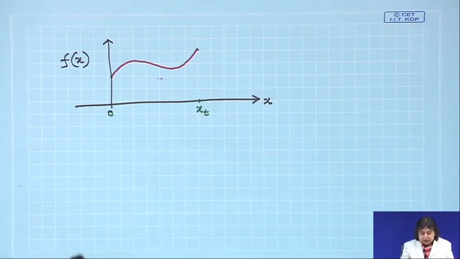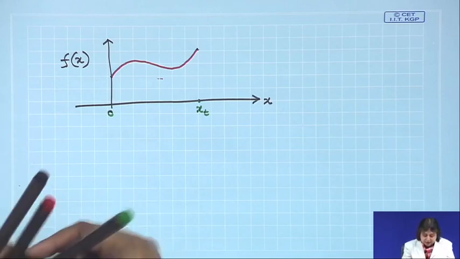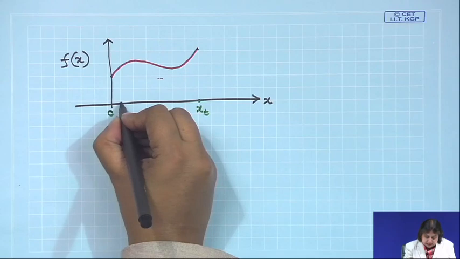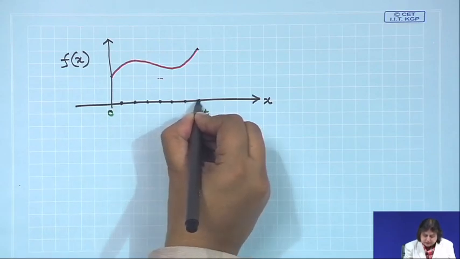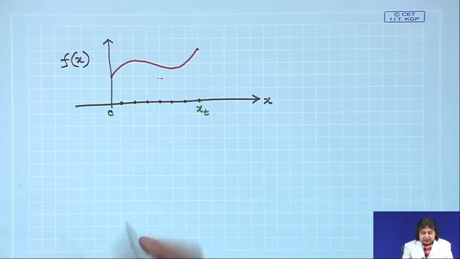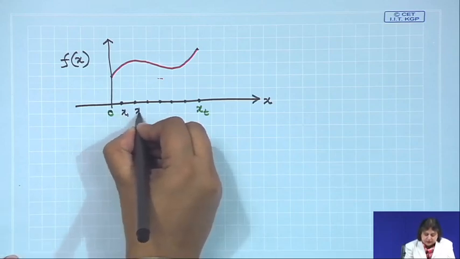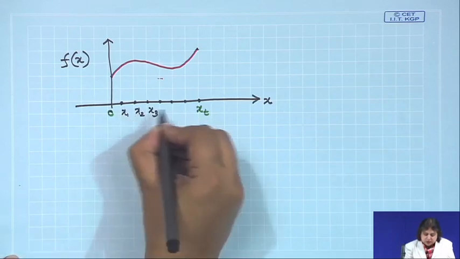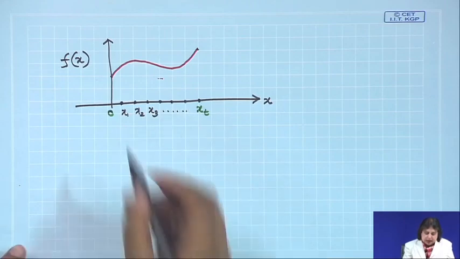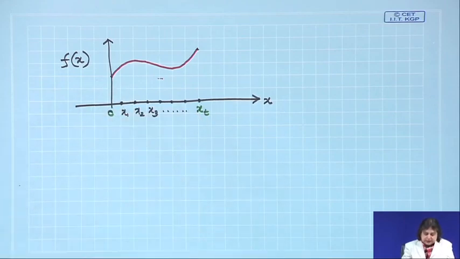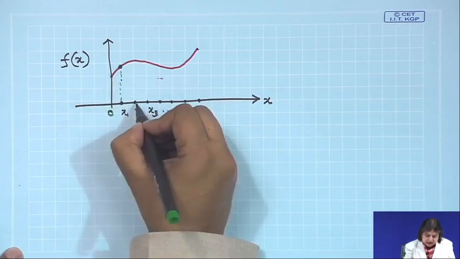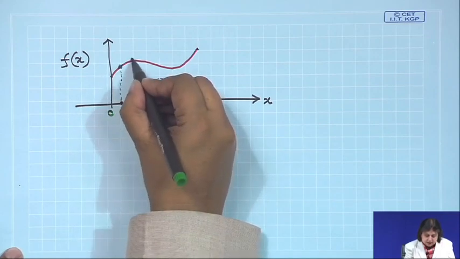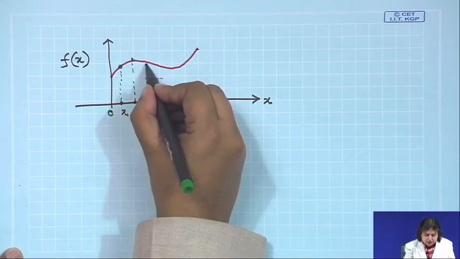So, basically what we have done here is we have discretized the x direction into a few different values like x 1, x 2, x 3 and so on and so forth. And what we can do is find out the corresponding values of f of x at these points. Now, why is this discretization important?